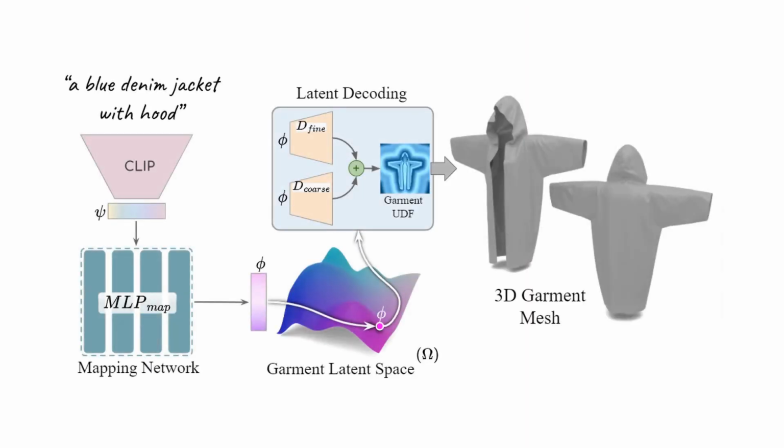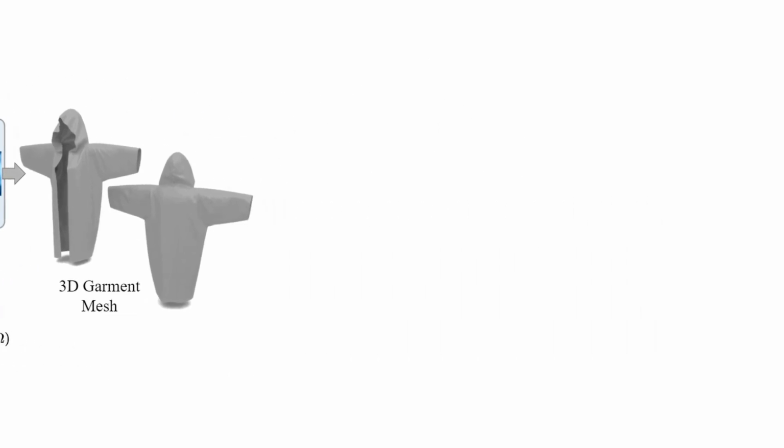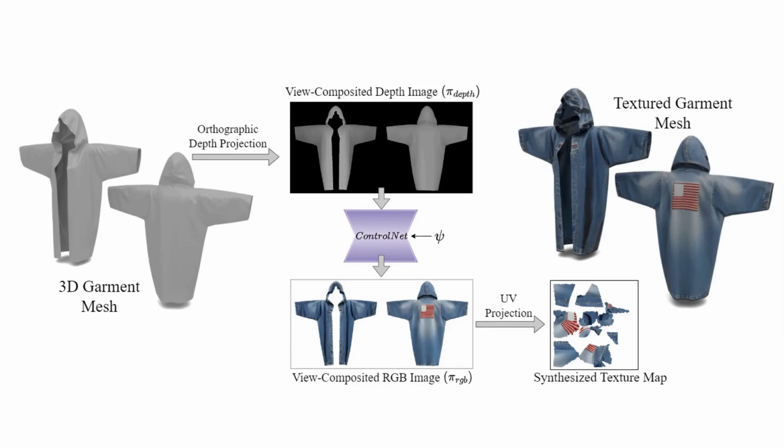Once the 3D garment mesh is generated, we perform UV parameterization using an off-the-shelf parameterization method, OptCuts, to obtain a UV map. The next task is to generate and impart textures onto the UV space, driven by the input text prompt. To achieve this, we first perform orthographic projection of the 3D garment mesh from the front and back views to obtain depth maps and composite them into a single image, producing a view composited depth map, pi depth. Pi depth is then passed to a depth-conditioned ControlNet, which synthesizes a view composited RGB image, pi RGB, guided by the CLIP embedding psi of the input text prompt. Finally, the textures from pi RGB are projected onto the UV texture map to obtain a textured 3D garment mesh.